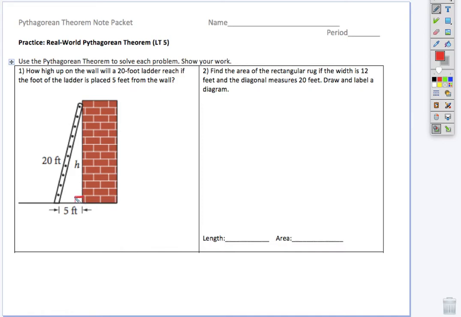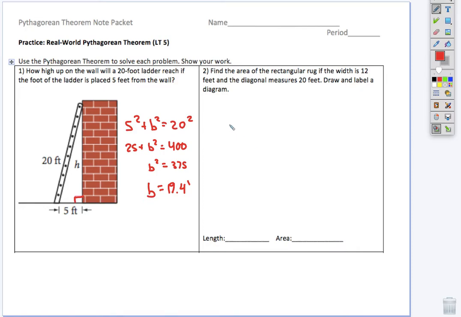So if this is our right angle, then h here is a leg. So we're doing 5 squared plus b squared, or you could put an h, equals 20 squared. B squared equals 375. And last step, square root, and we get about 19.4, we'll say 19.4 feet. Okay, you might have rounded a little bit differently.